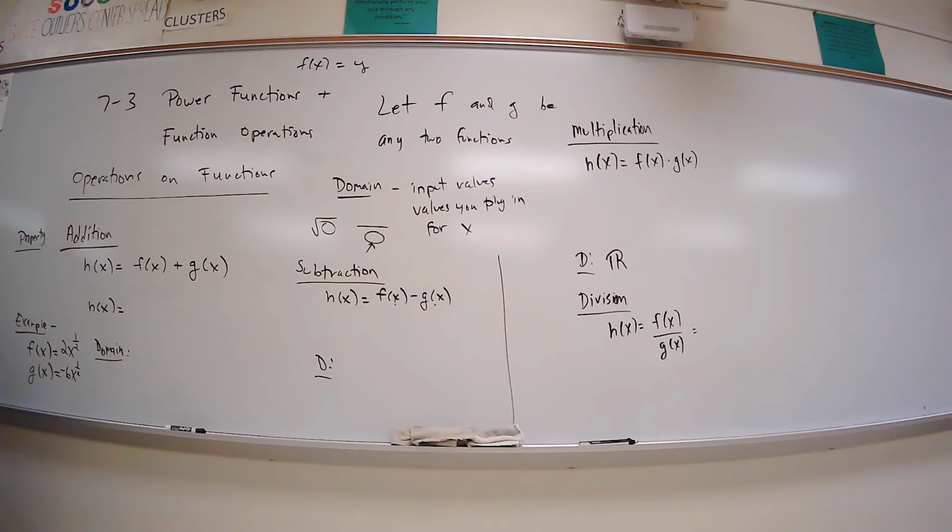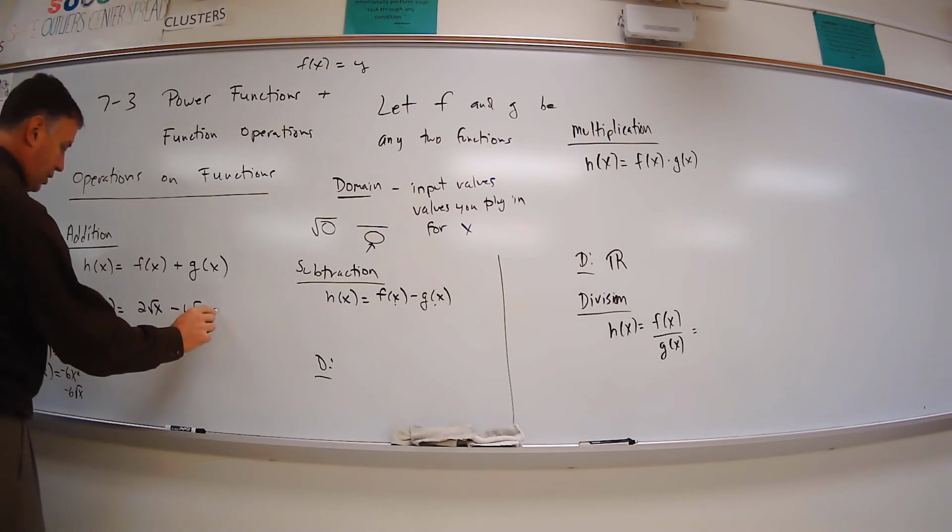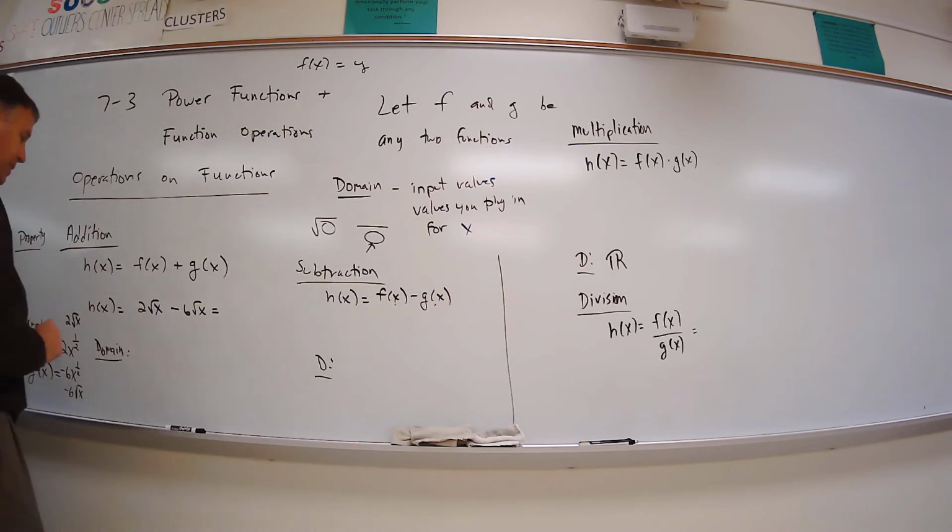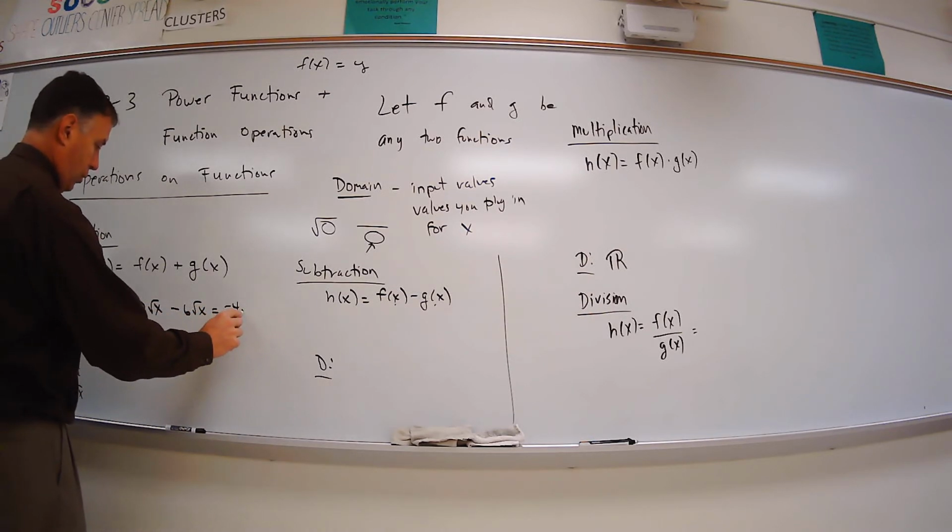So another way you can think of this is, if you wanted to, you could think of this as 2 root x, and then this would be negative 6 root x. It helps me to look at it that way. So I'm going to take f of x, which is 2 root x, and add g of x. That's negative 6 root x. So when I add those together, I'm going to get negative 4 root x.